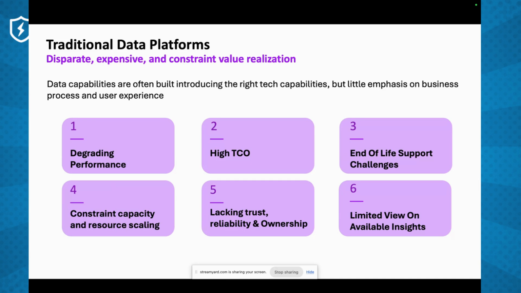The performance was very low, the total cost of ownership was extremely high, and there were end of life support challenges. We have all been through the journey of how to maintain a mainframe system when the days are passing and it's about to turn out. So end of life support challenges is a very important thing. Then there was always a problem of resource scaling. Scale out, scale in was never a term anyone used at that time. And this all led to a lack of reliability and ownership, because the systems were not built with business in mind. It was all about technical capabilities.